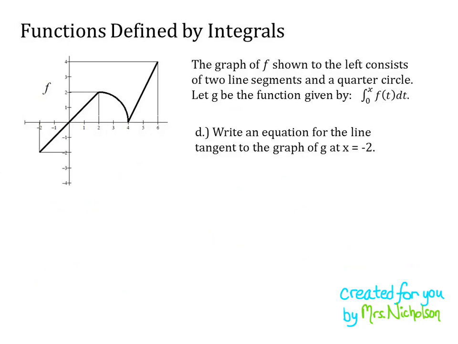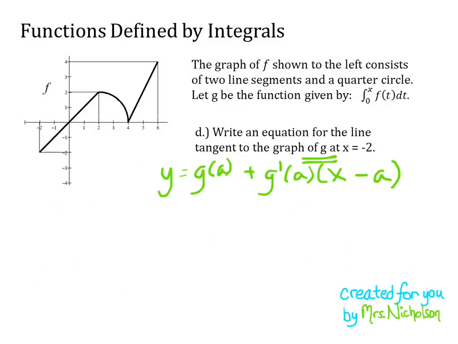All right, question D asks us to write an equation for the line tangent to the graph of G. Now be very careful about this. I know that we've memorized the formula in terms of f, but we need to be able to change that to whatever function they're asking us to find a tangent line for. So in this case, my formula is going to be y equals g of a plus g prime of a times x.